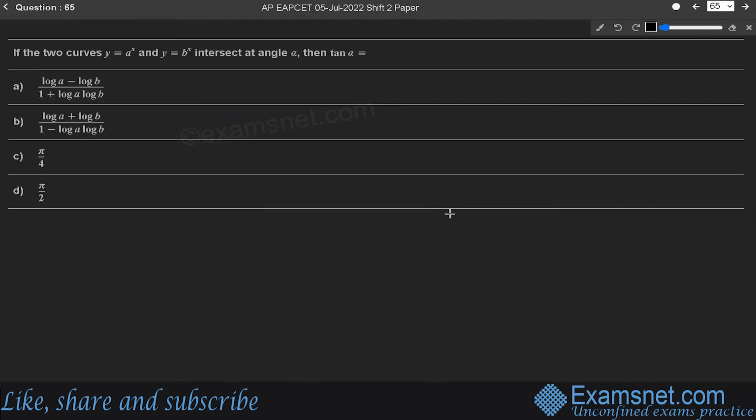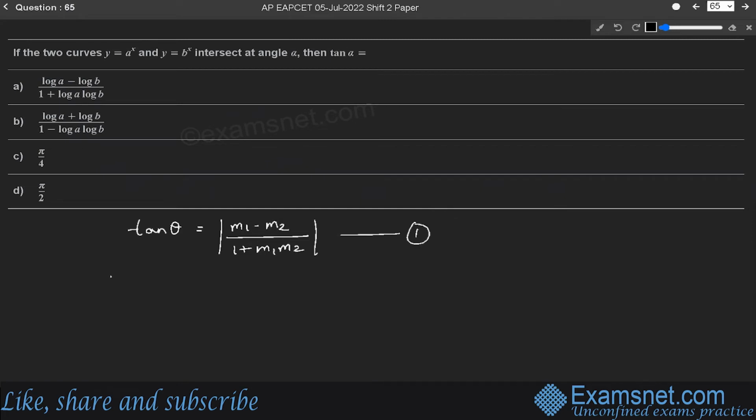Next question is, if the two curves y is equal to a power x and y is equal to b power x intersect at angle alpha, then tan alpha is equal to. We know that if two lines with slopes m1 and m2 intersect such that theta is the angle between them, then in that case tan theta is equal to modulus of m1 minus m2 divided by 1 plus m1 into m2. Let this be equation number 1.